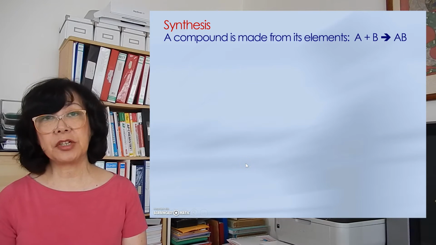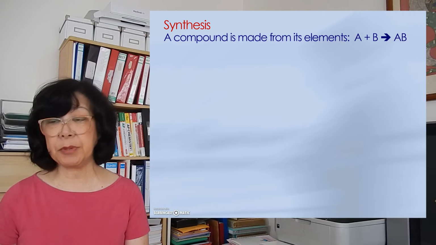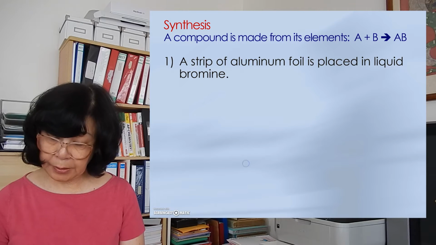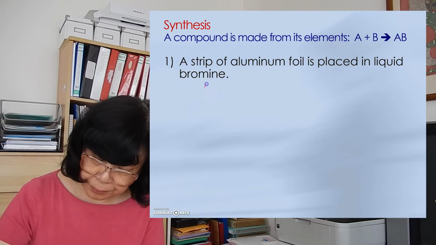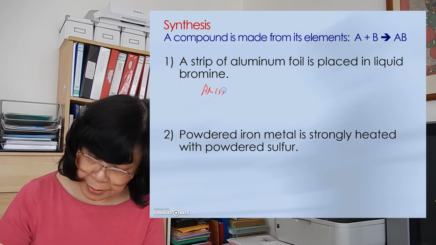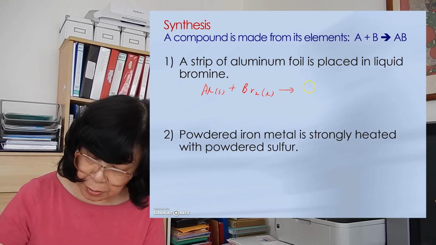The next kind of reaction is synthesis, where a compound is made from the elements, A plus B to make AB. So let's practice with writing it. Aluminum foil, Al solid, placed into bromine liquid to form aluminum bromide.